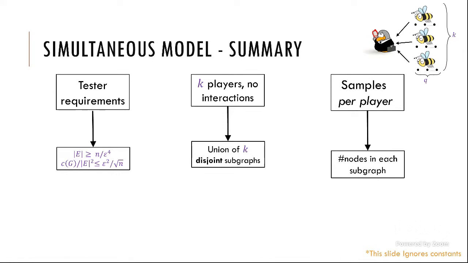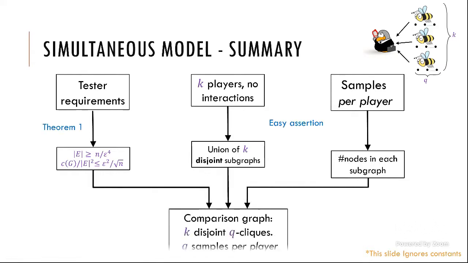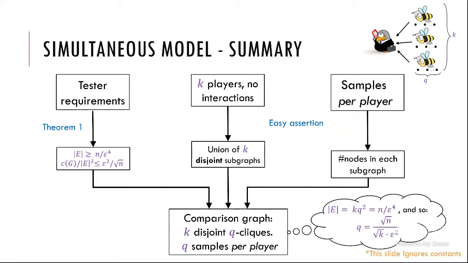Each subgraph is the set of samples of a single player. And the samples per player, well, this is the number of nodes in each subgraph. If we take all of this and match them up together, then it's quite clear that each player needs to take q samples and compare all of them together, and only send the number of collisions it saw to the referee. So this is a small calculation that I'm going to skip.